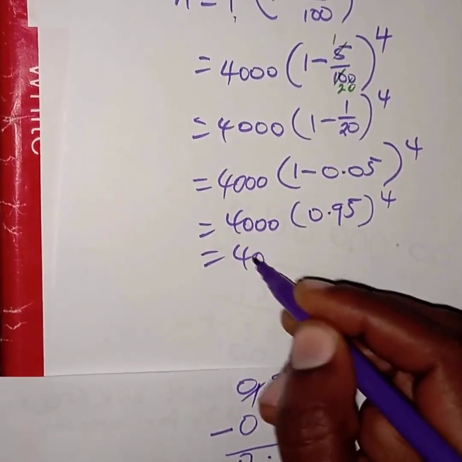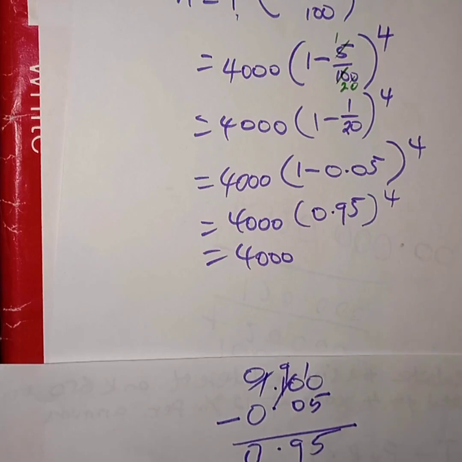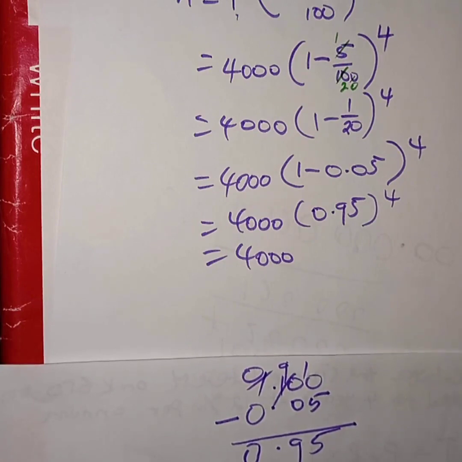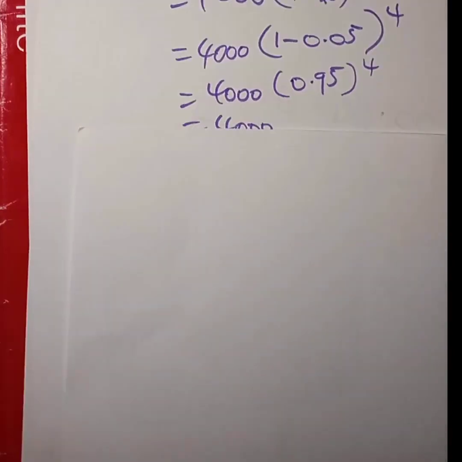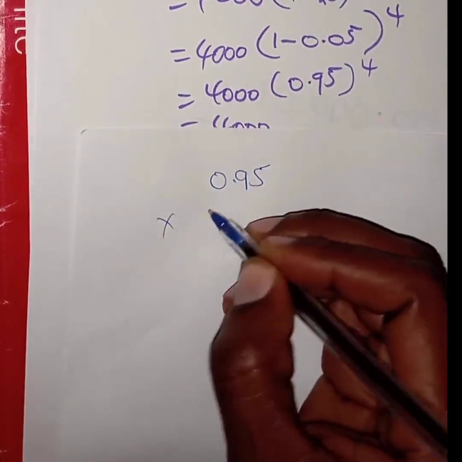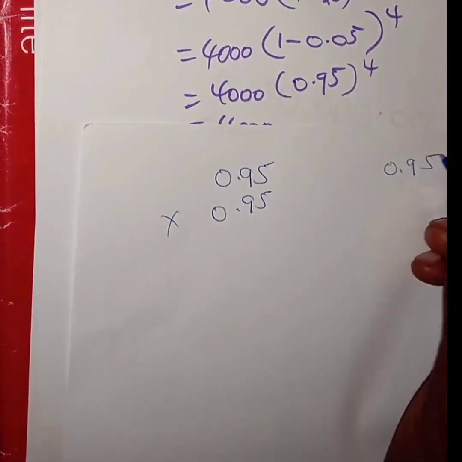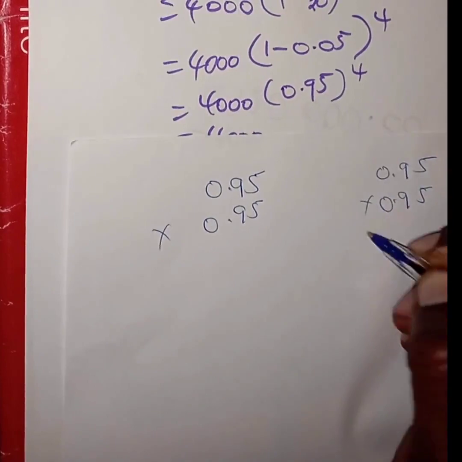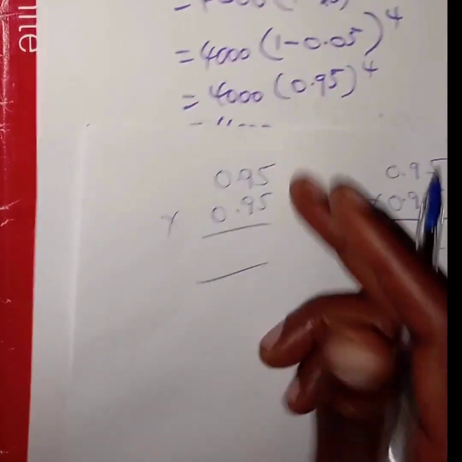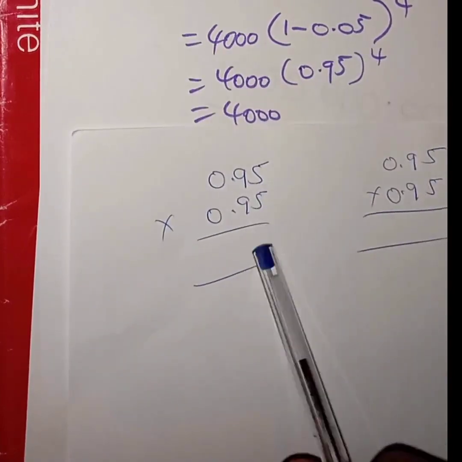So in the next step, you have 4,000. You need to multiply by 0.95 to the power 4. 0.95 to the power 4 means 0.95 times 0.95 times 0.95 times 0.95, 4 times, right? So that is 0.95 times 0.95, and here 0.95 times 0.95. We have 4. So let's get the answers here, then we also multiply.